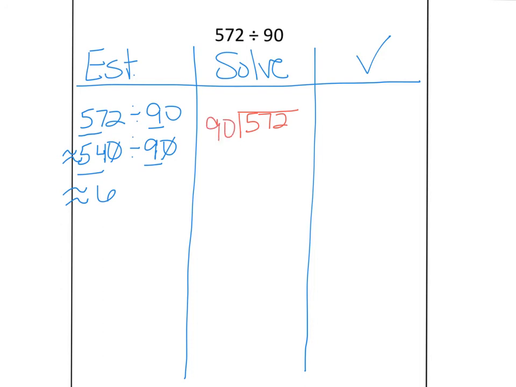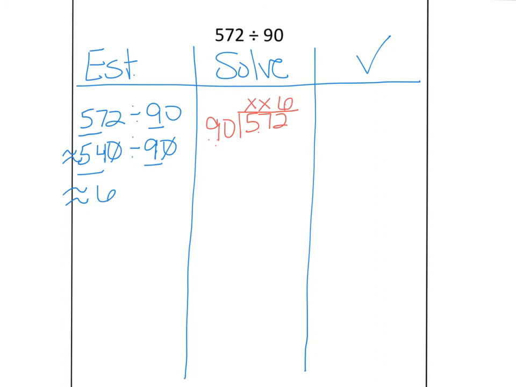So how many 90s can fit into 5? None. 90's way too big. How many 90s can fit into 57? Or what's 57 divided by 90? 90 is still way too big. So how many 90s can fit into 572? Or 572 divided by 90 is another way to say it. Well, I'm going to use my estimate. I'm going to say 6, because I really don't know.